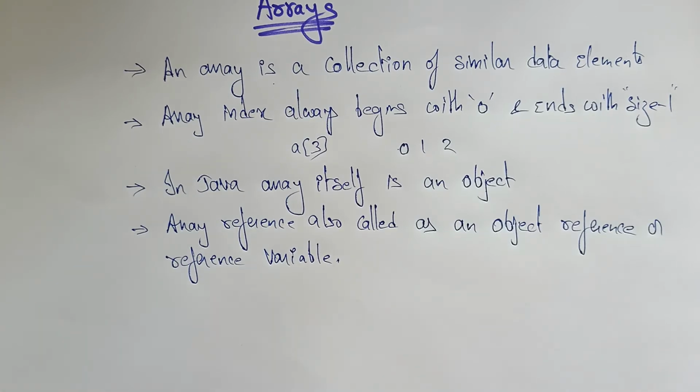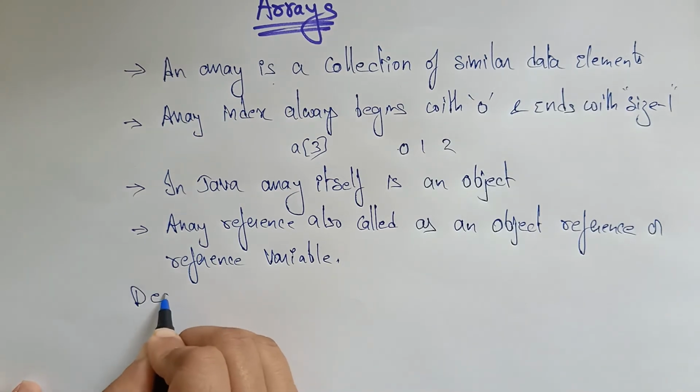Okay, so an array is a collection of similar data elements and the index always starts with 0 and ends with size minus 1. The one point you have to remember is that the array itself we call an object. Array reference is also called an object reference. Okay, so now let's see the declaration part.